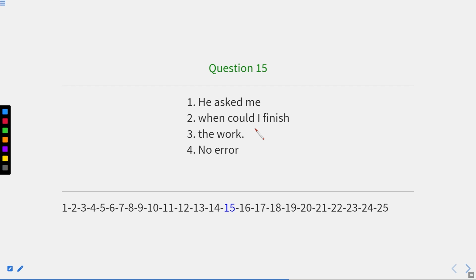He asked me when could I finish the work. Again, this is a sentence which we have converted into indirect speech, but this is an interrogative sentence which has been converted from direct to indirect speech. And in case of that, we follow the assertive rule, not the inversion rule of question. So here, when could I should be replaced with when I could. He asked me when I could finish the work. So second will be the correct answer, because this part contains the error. Now let us move to the next one.